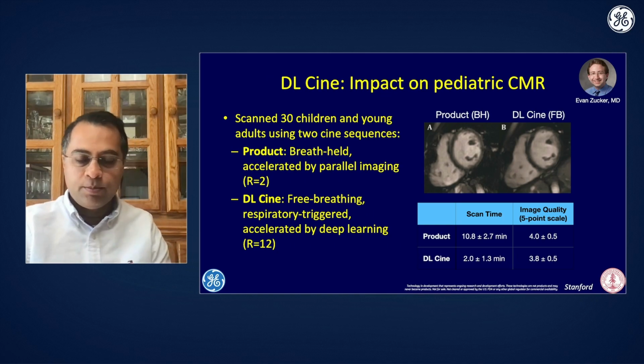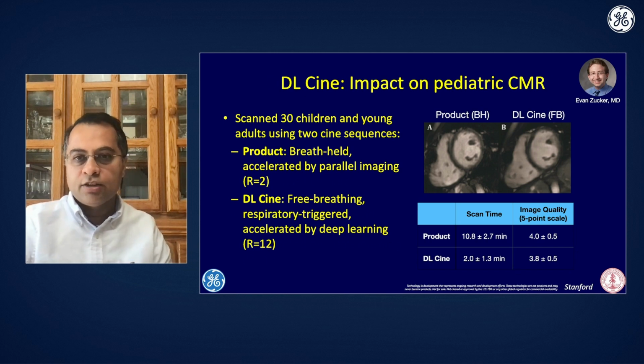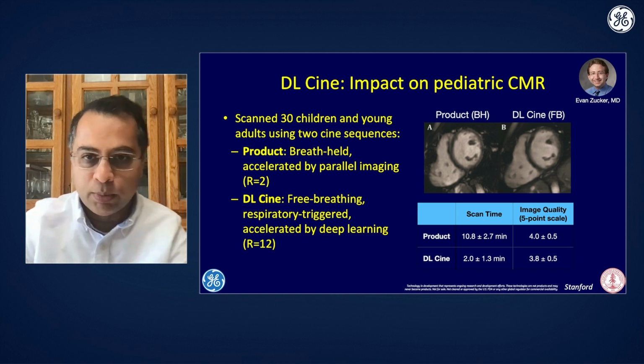So here you can see some nice work from Evan Zucker, where he looked at the first 30 patients that were scanned with this type of approach, and again, compared with the parallel imaging approach or this accelerated deep learning approach. And notice here the scan time when using just parallel imaging was 10 minutes. Now that 10 minutes does also account for the time that it took to repeatedly obtain the breath holds versus the deep learning respiratory triggered approach, which had a 2-minute scan time. And you'll notice the near equivalent image quality that resulted after a review by two blinded reviewers.